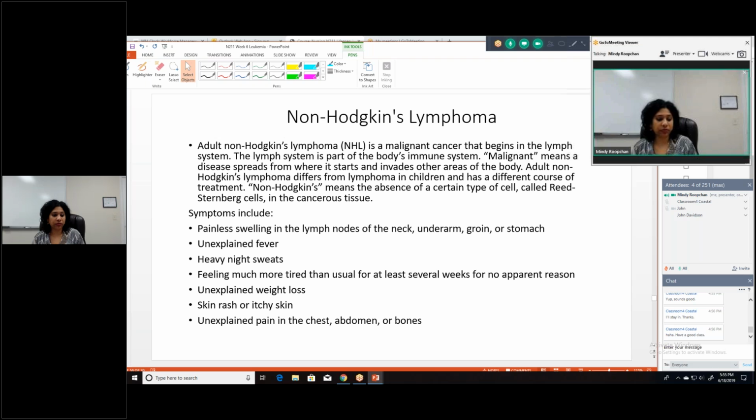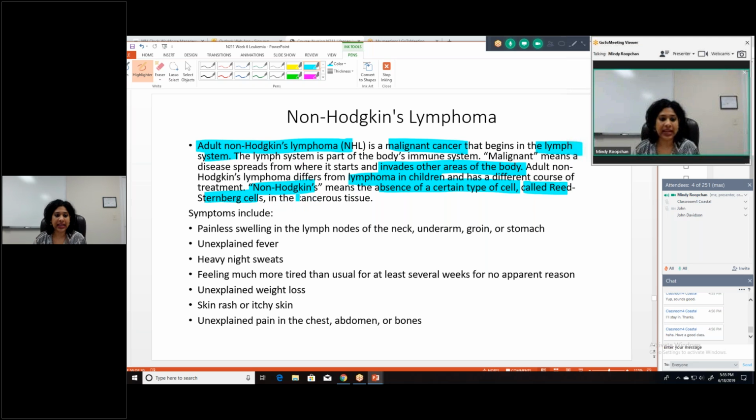So for adult non-Hodgkin's lymphoma, NHL they call that, it's a malignant cancer. It begins again in the lymph nodes or the lymphatic system. This is the area that we use to fight. It means that the disease has spread from where it started and now it invades other body areas. Excuse me. So adult non-Hodgkin's differs from lymphoma in children. It has a different course of treatment. Non-Hodgkin's means the absence of these cells called the Reed-Sternberg. So these don't have that. It is in the cancerous tissue.